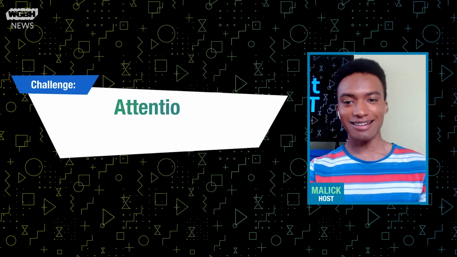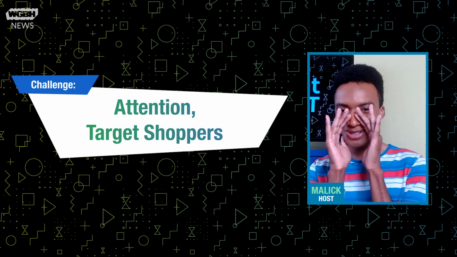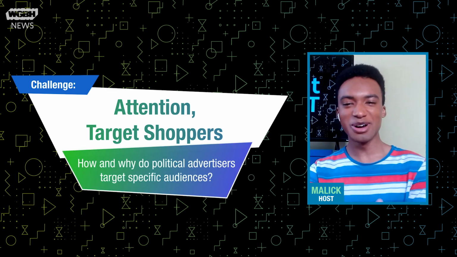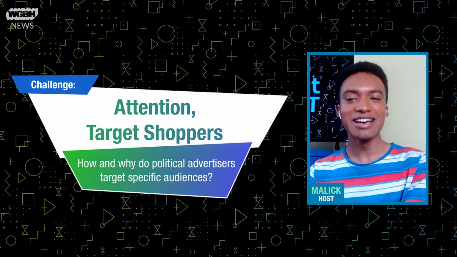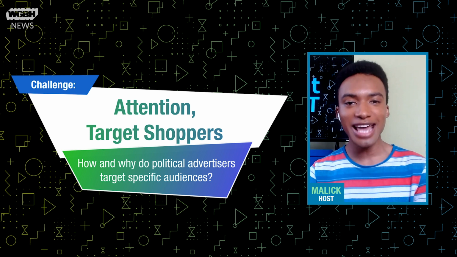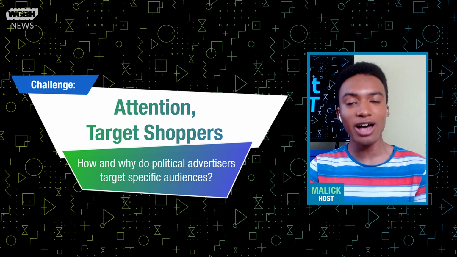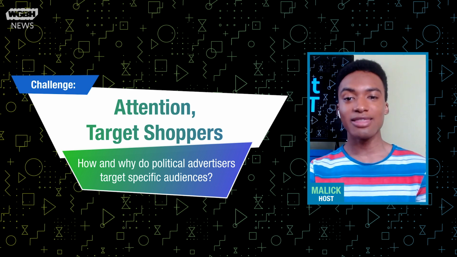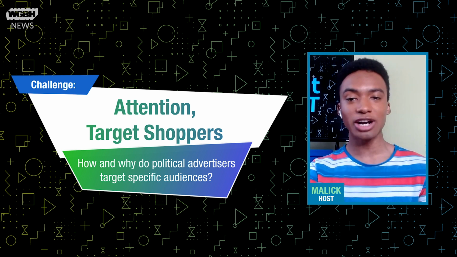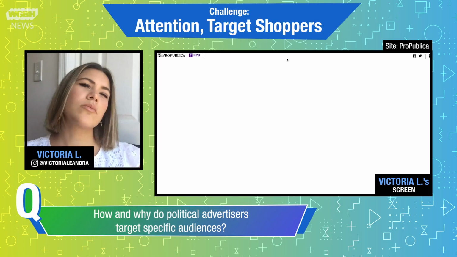Next challenge. Attention, Target shoppers! For this challenge, ProPublica has a tool called the Facebook Ad Collector. Go to the ad collector and find the top political ad targeted to a 25-year-old woman living in Utah that is liberal. The first person to share a permalink to the top ad gets the point. Go.